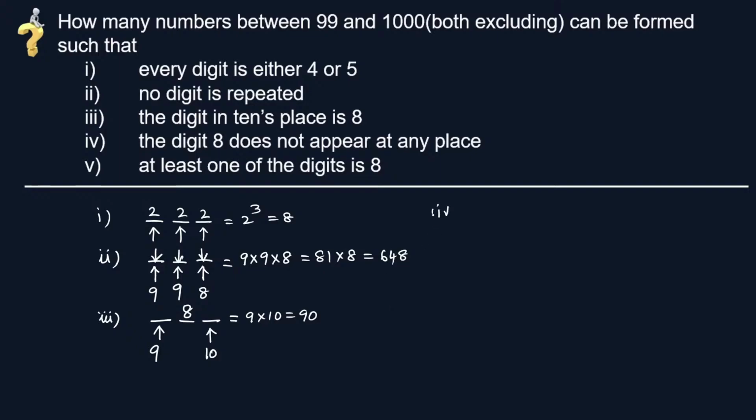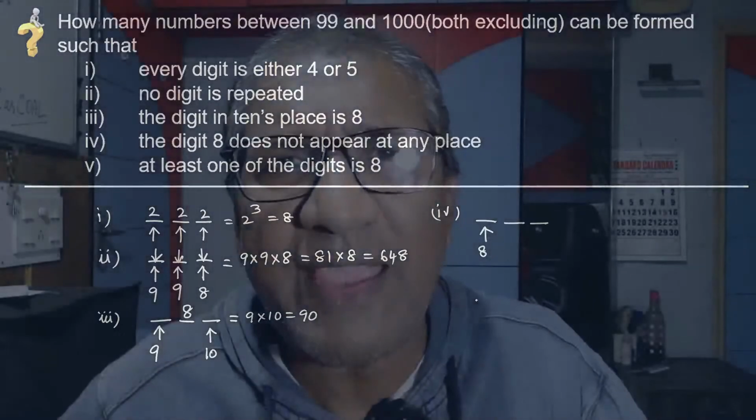See the 4th question. The digit 8 does not appear at any place. Simple. Your digit 8 will not appear in any of these 3-digit places. So the 100th place can be filled in 8 different ways. Ask me why? Because this place cannot be filled with 0, and this place cannot be filled with 8, because 8 is not used anywhere in these numbers.